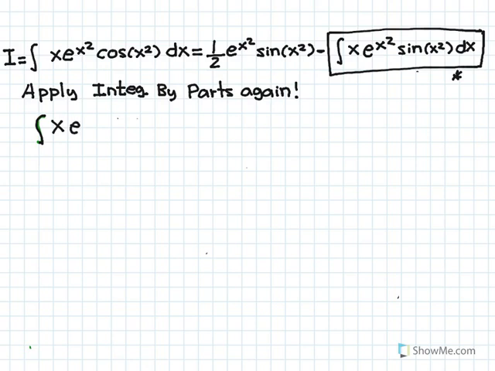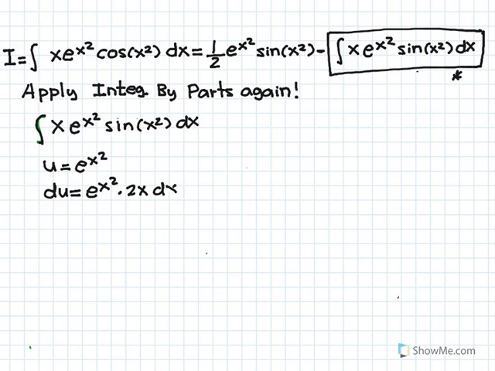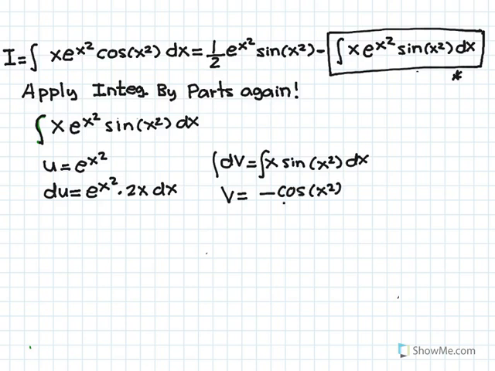The integral of x e to the x squared sine of x squared dx. We're going to make the same choice for u. So we will let u be equal to e to the x squared. Its derivative du will be e to the x squared times the derivative of the exponent, that's 2x dx, and dv will be what is left over, which is x sine of x squared dx, and we integrate both sides to get v. v is equal to minus cosine of x squared divided by 2.